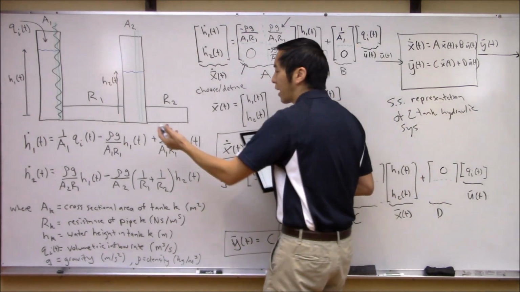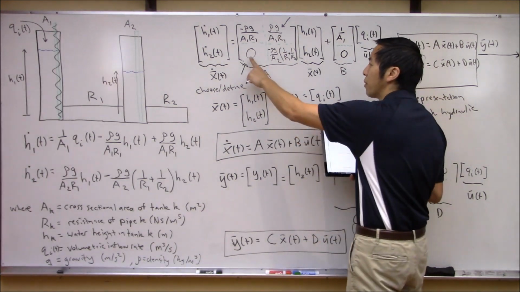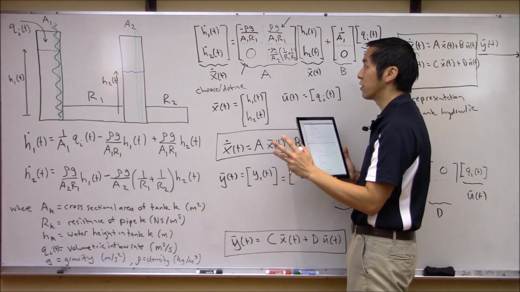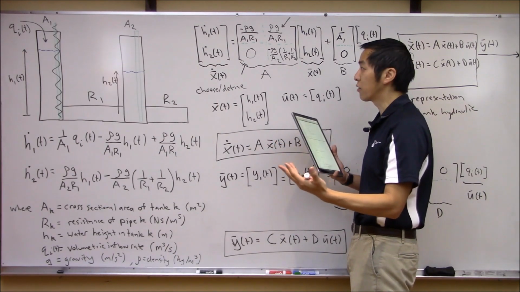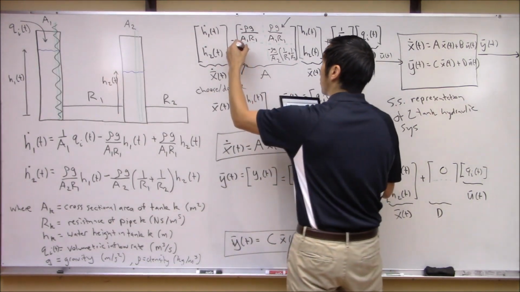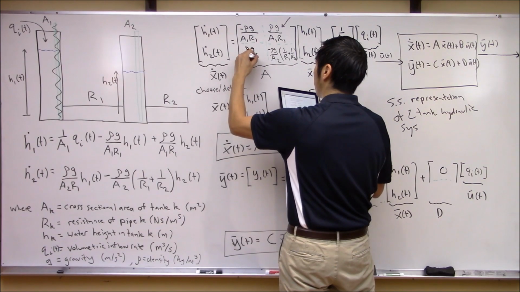That might be like, I don't know, if you had some one-way valve, or I don't know how you would cook this up, but I'm just saying from the A matrix you can learn quite a bit about your system. You can learn about how the internal states are coupled. So again, let me put this back to where it was. I think it was rho G all over A2 R1.